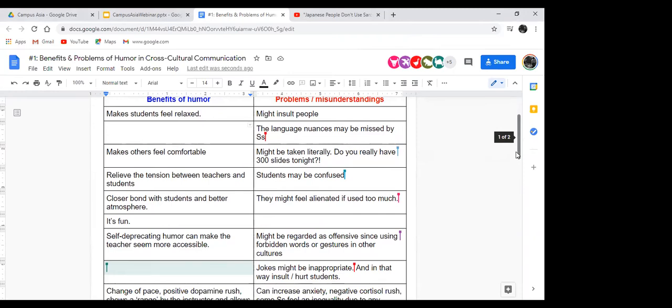So, I mean, sometimes when we use humor, we do want to insult people, but many times I hope we do not, but we do. And again, maybe more often in cross-cultural communication. "The language nuances may be missed by students." Absolutely. The first type of humor we'll talk about soon. That's a great point. "Might be taken literally." Do you really have 300 slides tonight? See, I made that joke on purpose to see if you would catch it. I only have 290 slides.